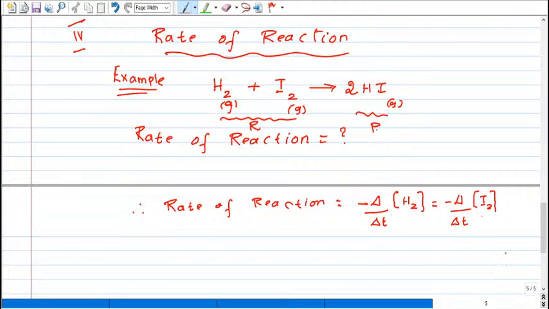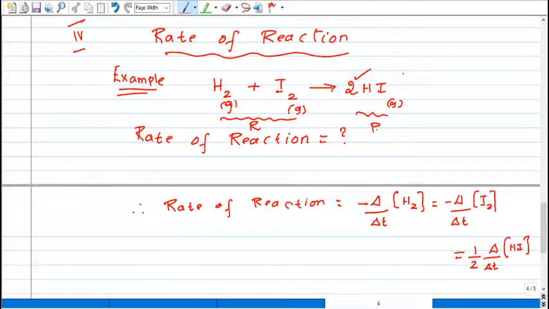The next one, that is equal to, here 2 is there. You have to write it as 1 by 2, 1 by 2 d by dt of the active mass of HI. This is the rule. Whatever the number is there, we have to take the reciprocal. Remember this. We have to take the reciprocal of that. So it is 1 by 2 d by dt of HI.